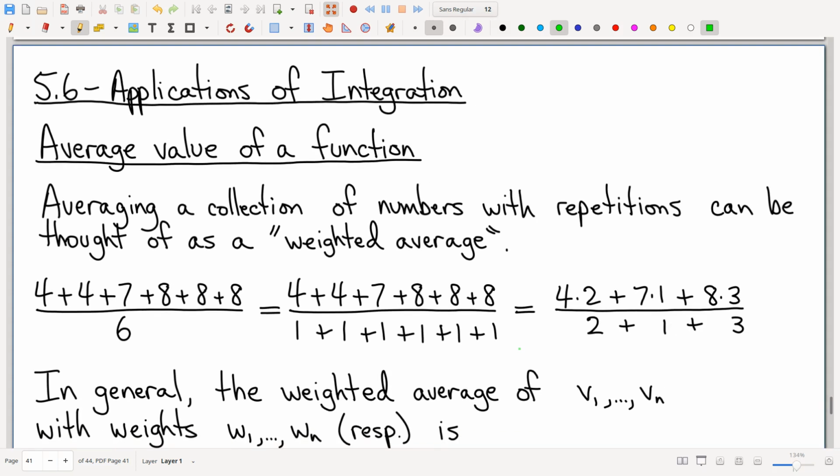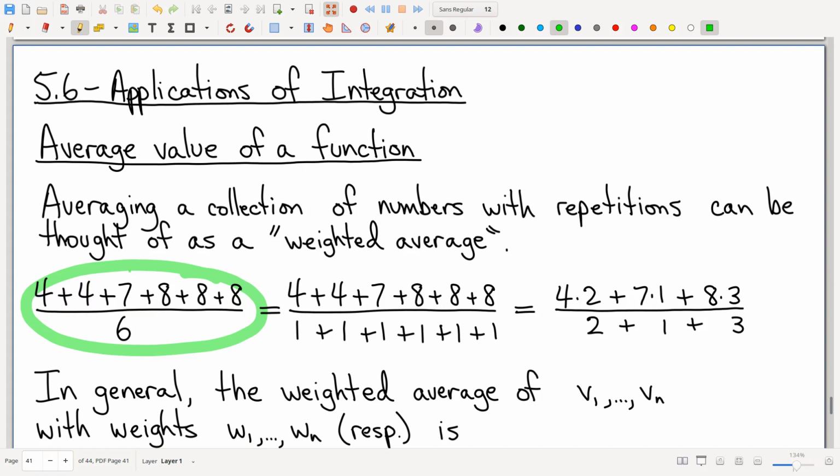So I'm going to start off, as the book does, with a math application, which is to compute the average value of a function. We're going to start off with an idea called a weighted average, which I'll motivate momentarily. Here's just a plain old, regular old average. There I'm averaging these 6 numbers.